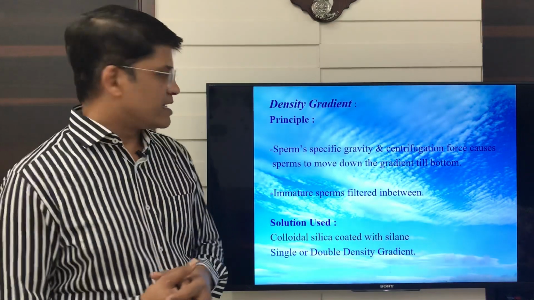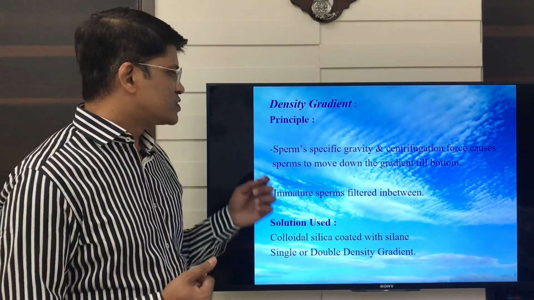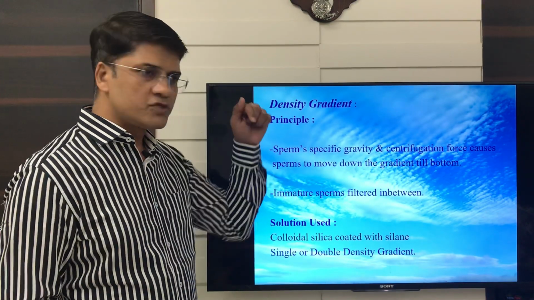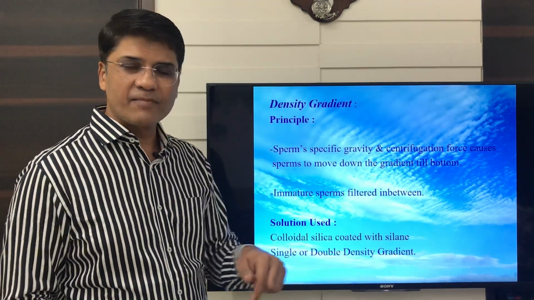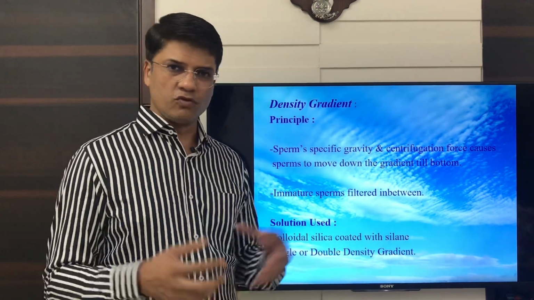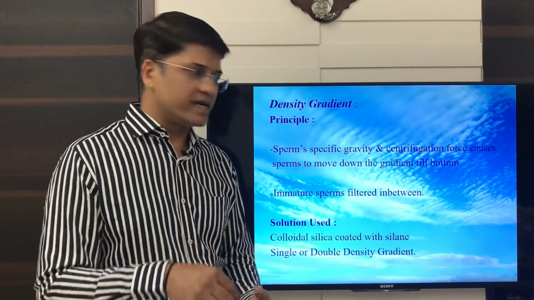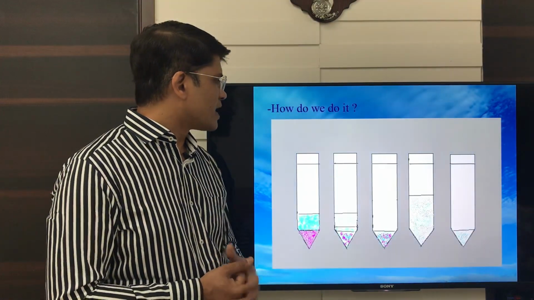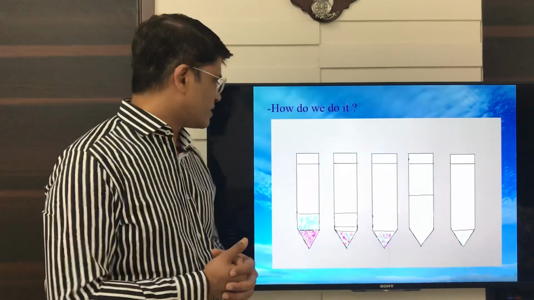Next is density gradient. So what is the principle behind it? Sperm specific gravity and the centrifugation force cause sperms to move down the gradient and reach the bottom. And all the immature sperms, those who don't have the capacity to cross that barrier, are filtered in between. Next slide please. Okay, so again, a graphical presentation.